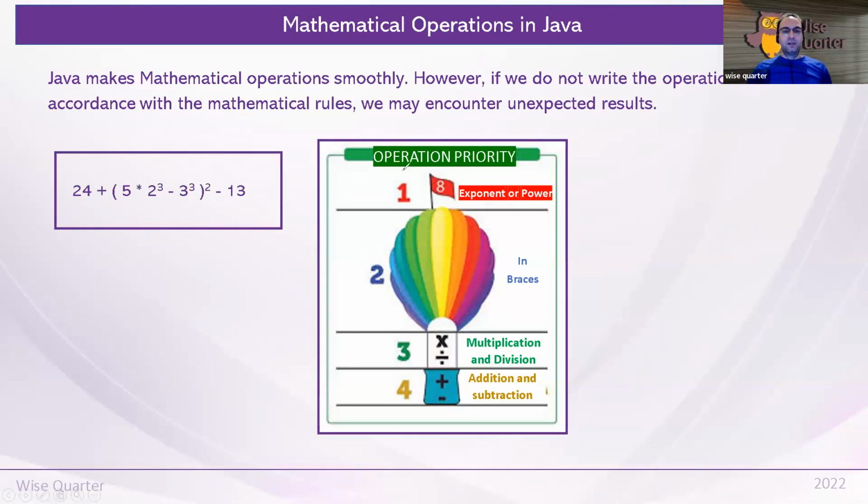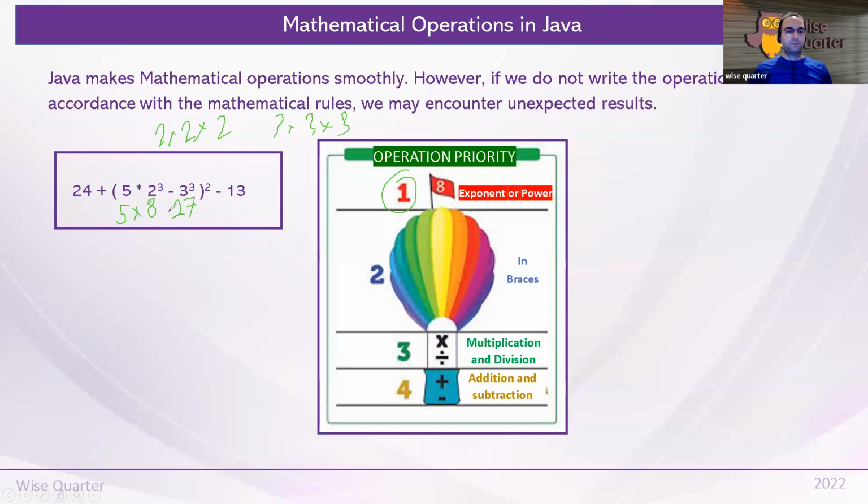First one, let's check the first step. First, we need to calculate the powers without checking anything. But here, there are powers in different places. First, we need to check the inside of the brackets. So the result of this is 2 × 2 × 2. There is 3 as a power, 4 and 8. When I calculate this one, 3 × 3 × 3, it is 27. The new calculation is like this.